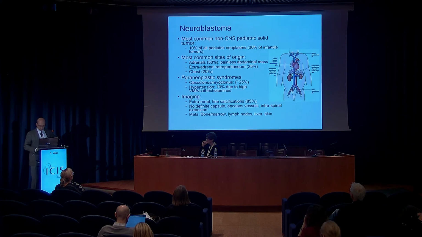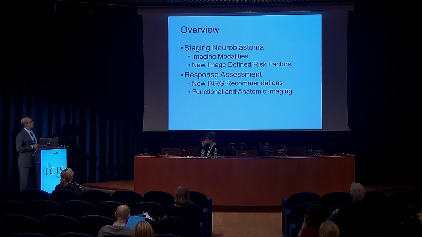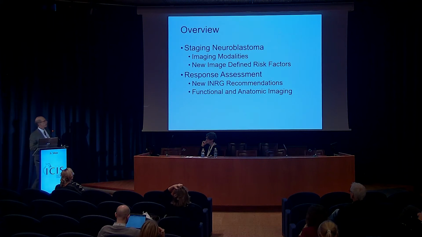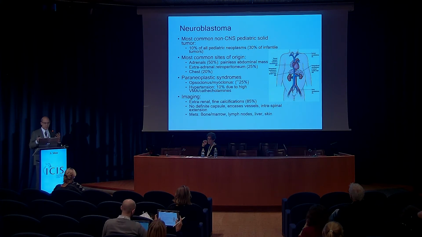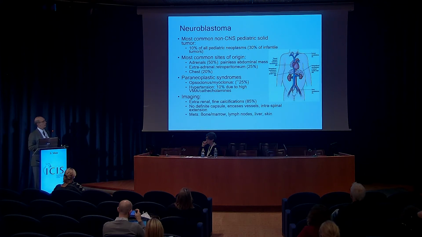Again, no financial disclosures. We're going to talk about neuroblastoma both from a staging and a response assessment standpoint. They're not really that new anymore, but image-defined risk factors in the INRG recommendations for both staging and response assessment in neuroblastoma I want to focus on. Neuroblastoma is important. It's the most common pediatric solid tumor outside of the CNS. It makes up about 10% of all of the pediatric tumors, and there are common sites of origin that you're all aware of, the suprarenal or adrenal region being the most common, followed by the retroperitoneum and the chest.